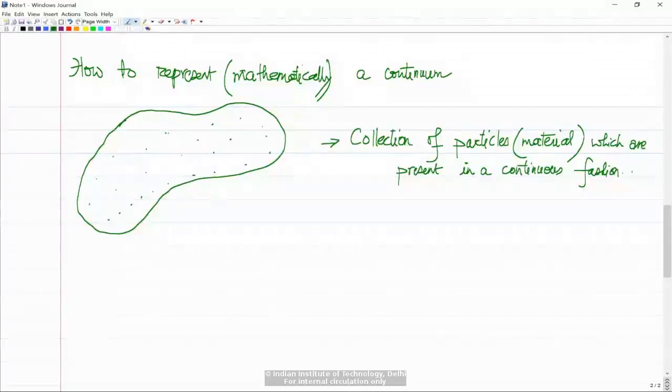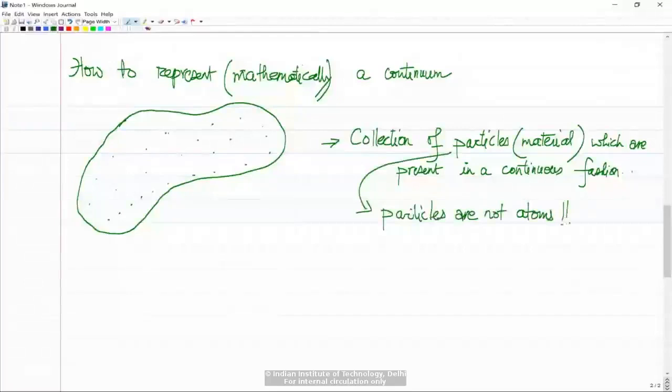Each of the particles individually. And these particles understand that they are not the atoms. It's not the atomistic viewpoint, it's a continuum viewpoint. So it is very critical to know that the particles are not atoms, because we are looking at the material from the continuum viewpoint.